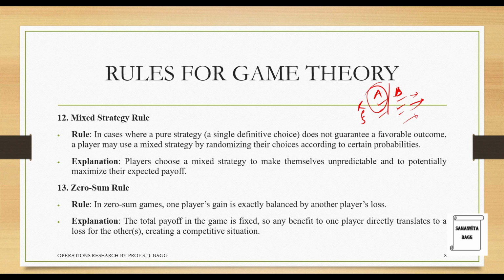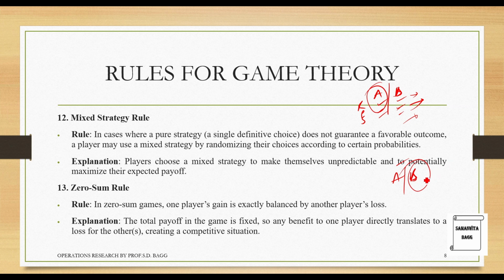In zero-sum games, one player's gain is exactly balanced by another player's loss. The total payoff in the game is fixed, so any benefit to one player directly translates to a loss for the other, creating a competitive situation. So if there are two players in the market who are selling cold drinks, say A and B, because of the taste, because of the bottle size, quantity, A becomes very famous in the market. What happens to B is a complete loss and hence A starts selling in the market.